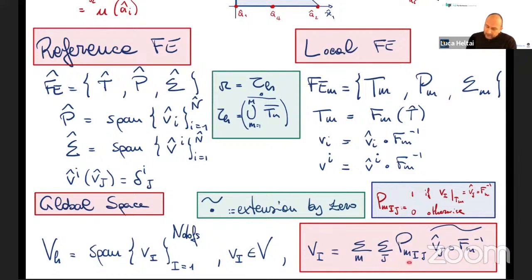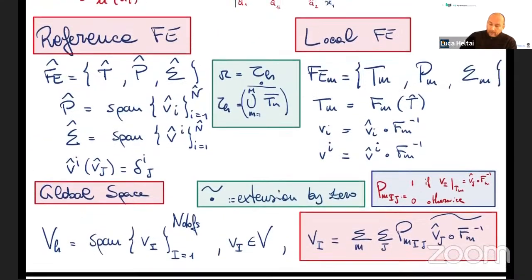And this object over here is a local to global indexing, or global to local indexing, such that it's equal to one if you take the global basis function Vi and you restrict to Tm, you get the local basis function Vj composed with Fm. Otherwise, you get zero. Okay? So this is the global space.